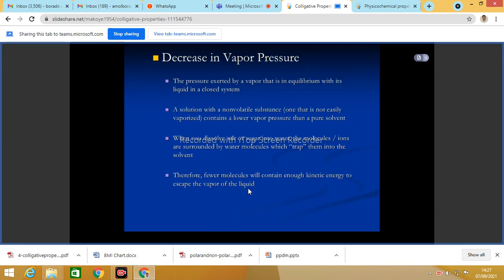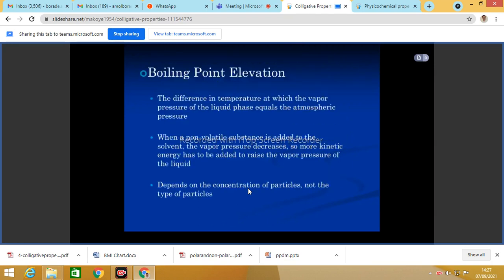Now further, the temperature has to be elevated to a particular extent, we need more temperature for the generation of vapor. It can get more easily explained and simplified in the next example. Boiling point elevation. Now for that, what do you need to consider? First of all, we will read the temperature at which the vapor pressure of the liquid phase equals the atmospheric pressure. That is the boiling point.